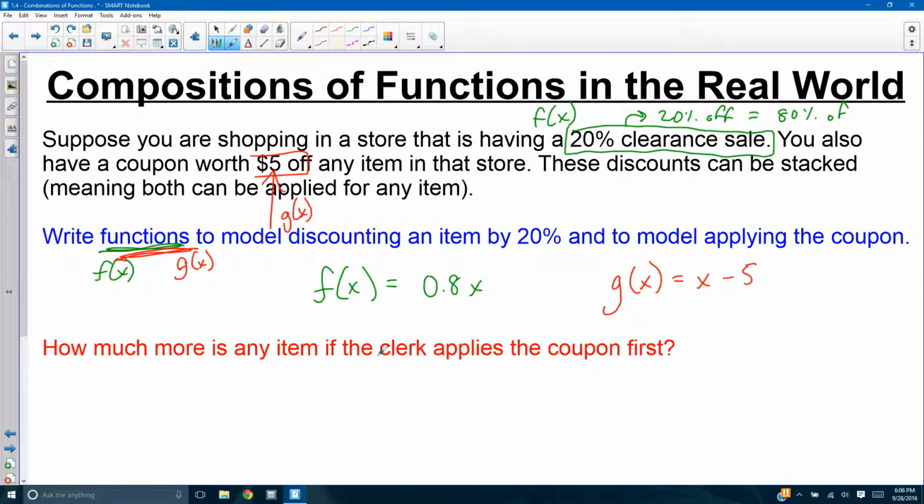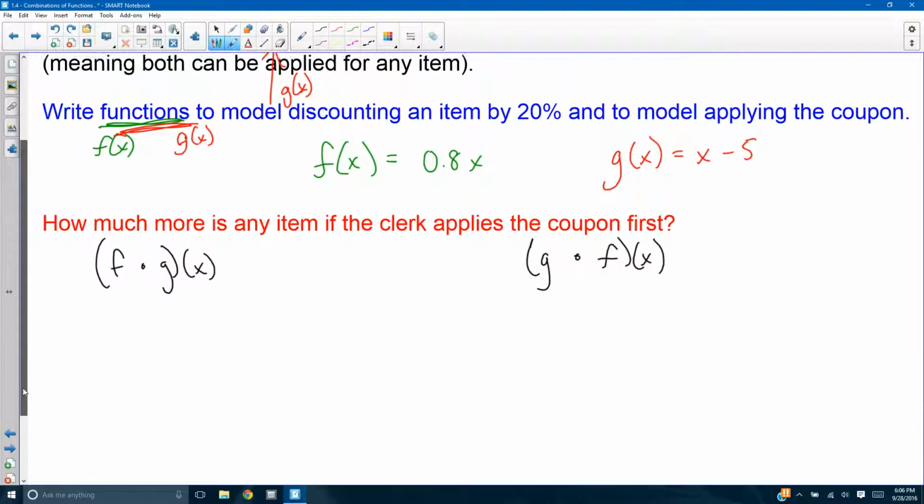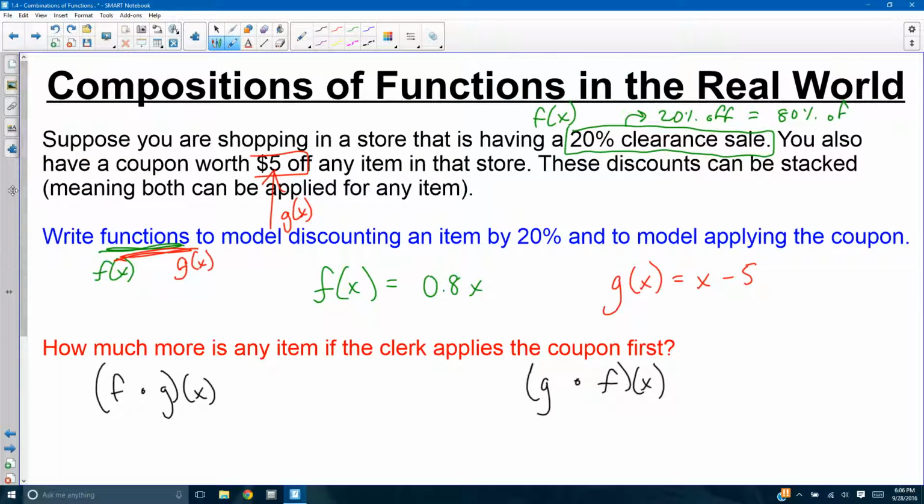How much more is any item if the clerk applies the coupon first? And I think they mean more compared to applying the coupon second. So what we have to do in this problem, without it actually telling you, is find out what f of g of x is, and we also have to find what g of f of x is. Because what it's saying is, let's say you went up to the register and you said, I want to apply my $5 coupon.